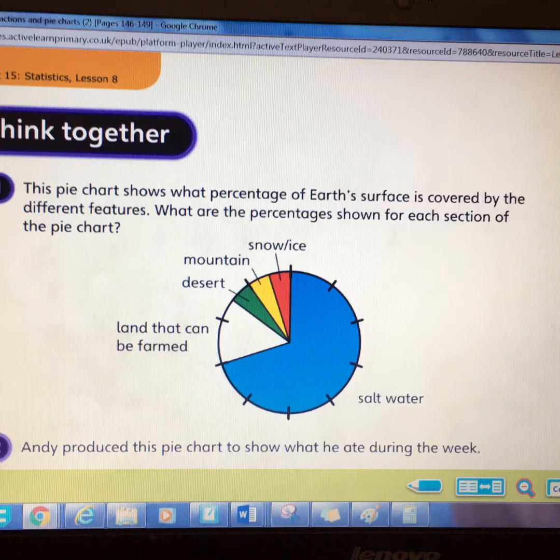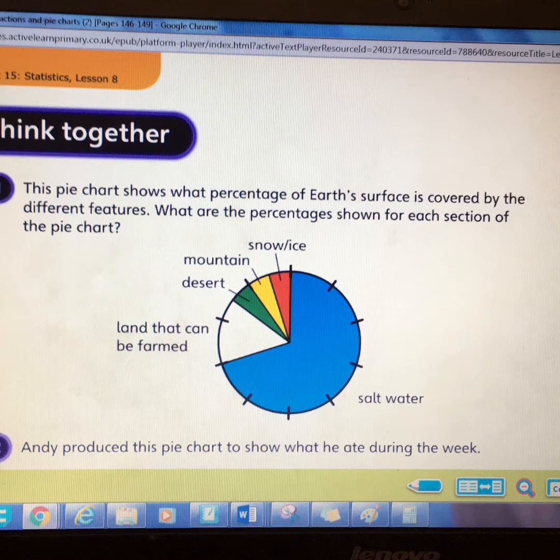Right then, think together. So this pie chart shows what percentage of Earth's surface is covered by different features. So you can see on there you've got salt water, desert, mountain, snow/ice, and land that can be farmed. Right. This pie chart looks a little bit different to other ones we've seen. Why? Well, if you look at this one, it has got some segments drawn in, but it's also got around the edge almost like little interval markers, a little bit like we'd see on a clock.